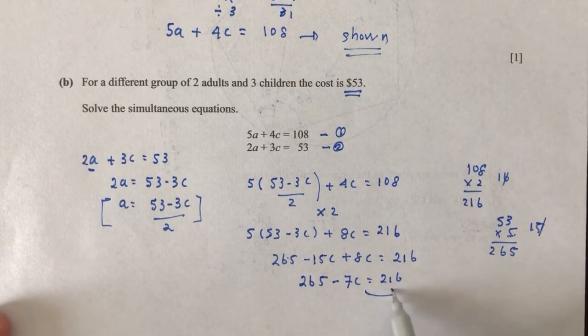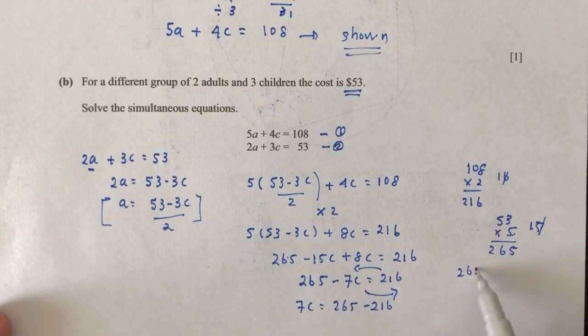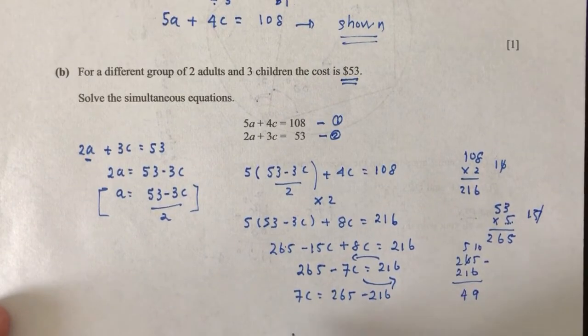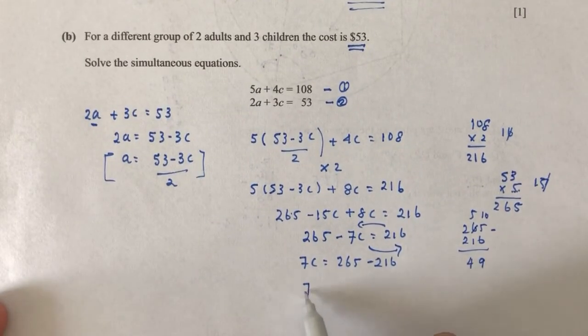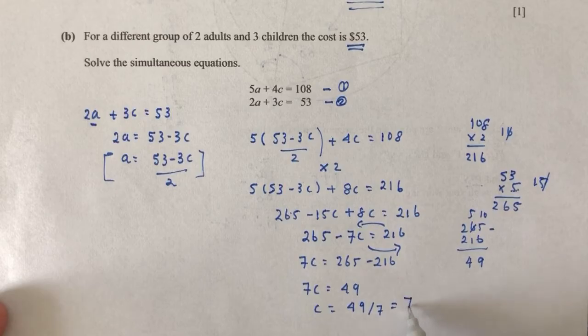So bring this over here and bring this over here. We have 7C equal to 265 minus 216. So 265 minus 216, what do we get? We get 49. So 7C is equal to 49. So C is equal to 49 divided by 7, which is 7.